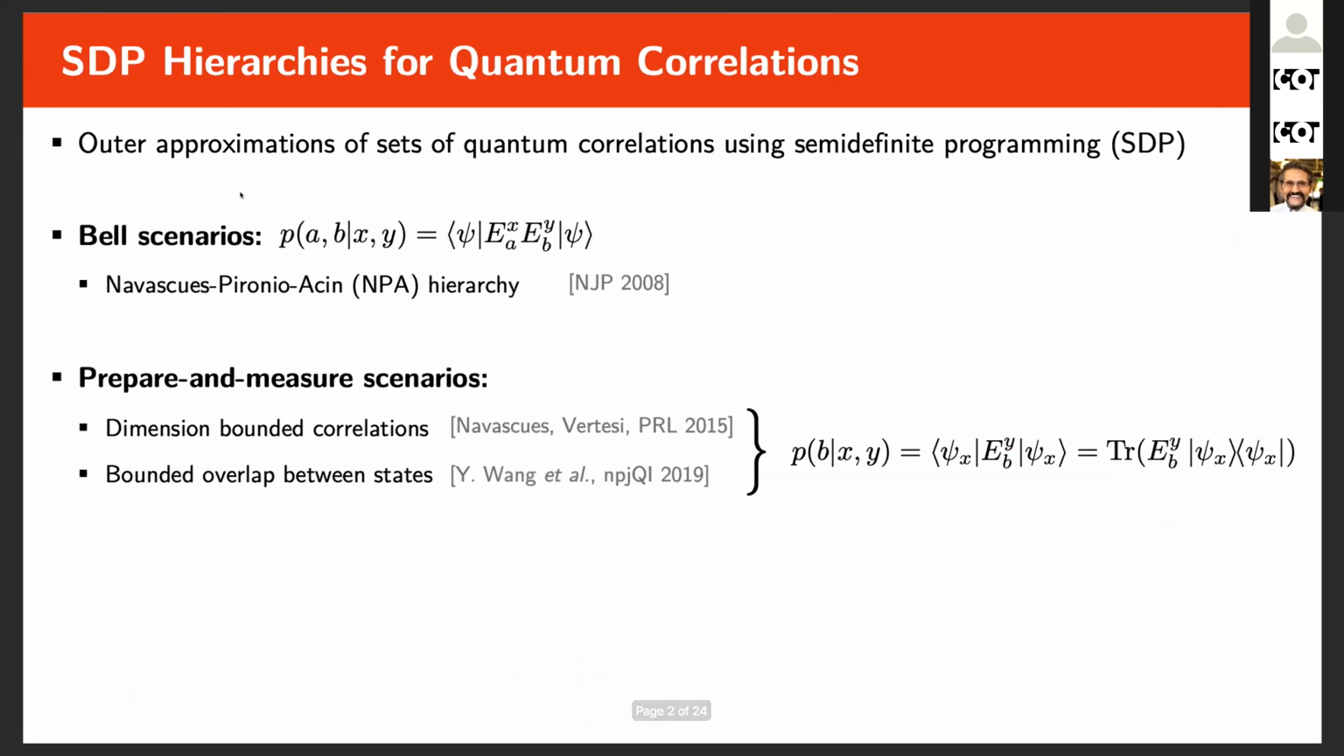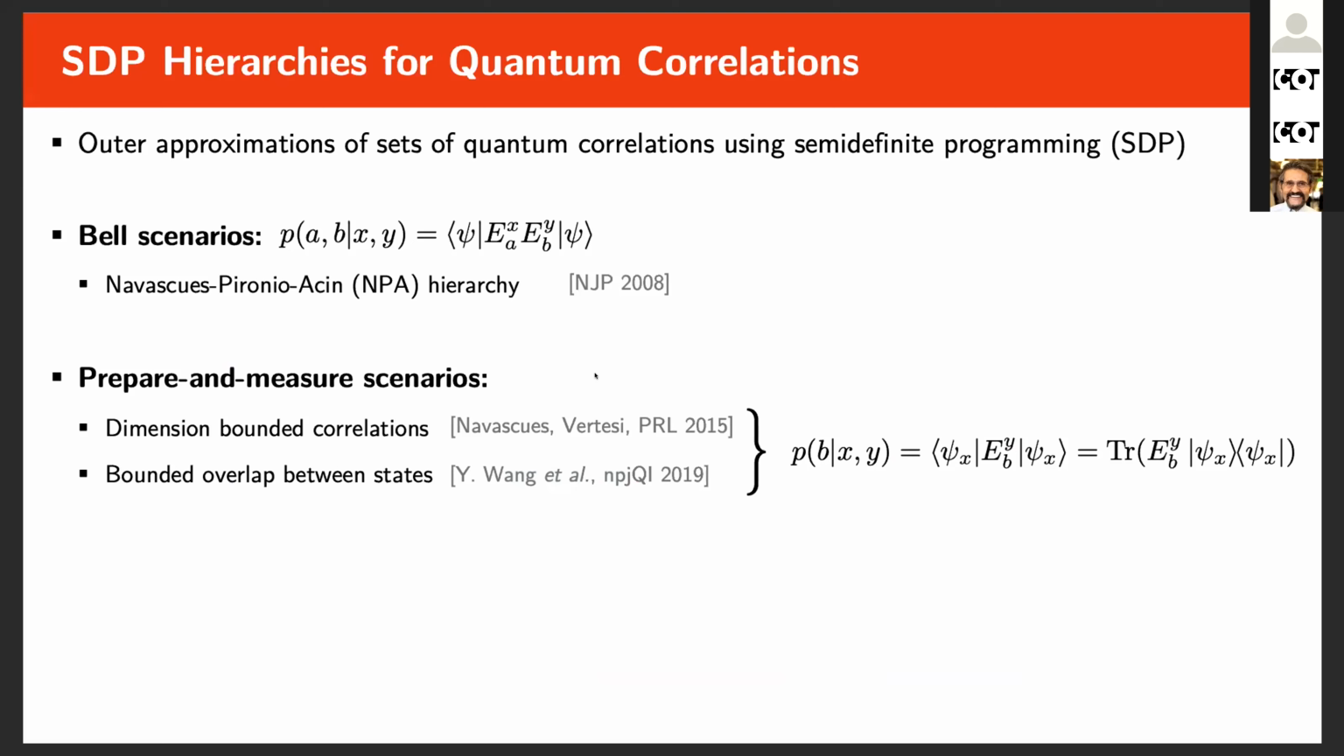So I guess the idea of using hierarchies of SDPs to bound the sets of quantum behavior in different scenarios is not something that's new. Maybe many of you have heard of the NPA hierarchy. This was perhaps the first of these hierarchies and has now become a rather standard tool for the analysis of correlations in Bell scenarios, or for example, looking at the violation of Bell inequalities.